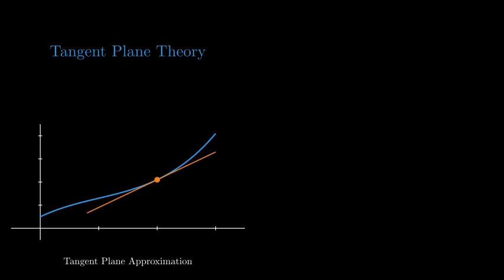In a multi-dimensional setting, a function of 2 variables defines a curved surface in 3-dimensional space, and the tangent object at any given point is not a single line, but a flat tangent plane. Suppose we have a function f of x and y, and we want to find the tangent plane at a point x0, y0. First, we evaluate the function at our point to find the z-coordinate, or the height of the surface, which we will call z0, defined as f of x0, y0.